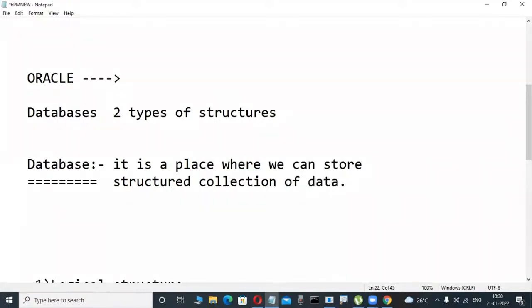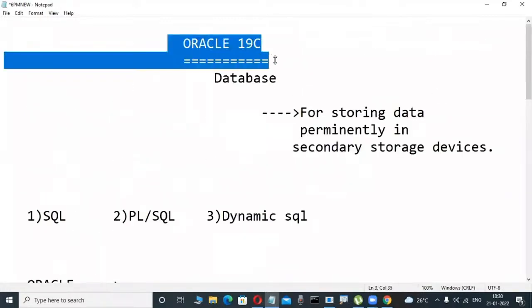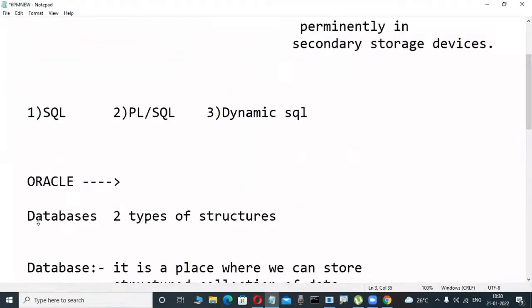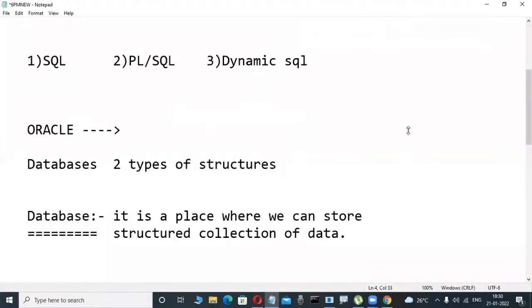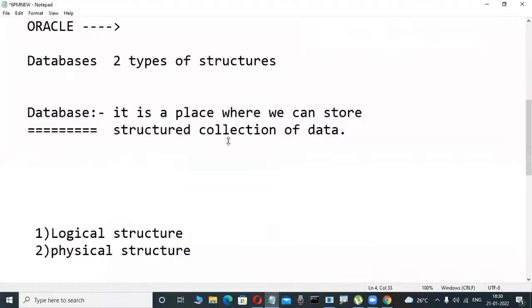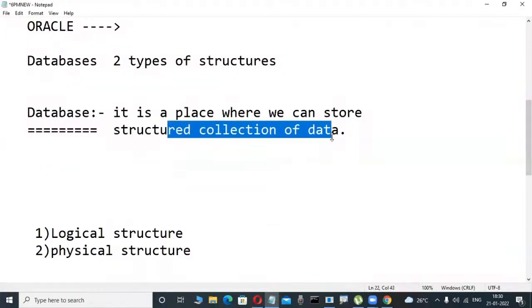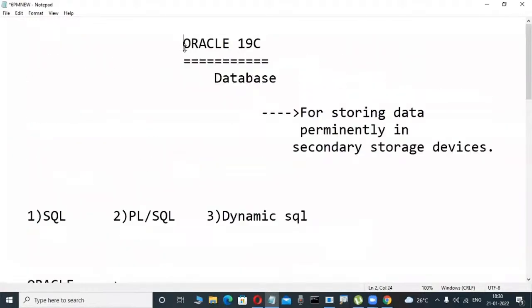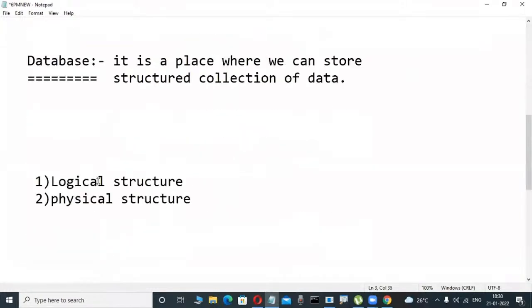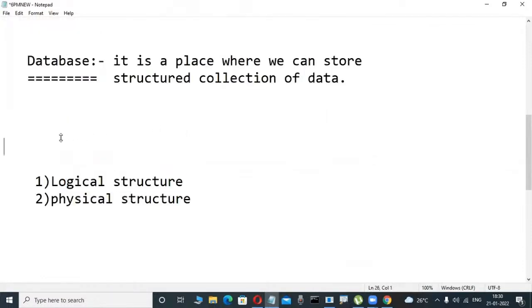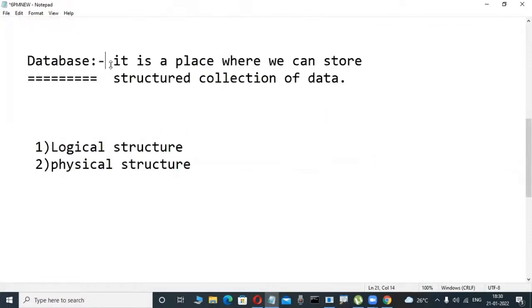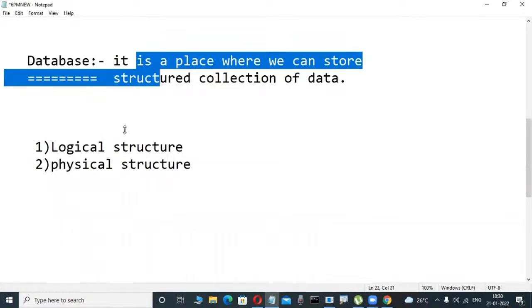Observe here. Actually, whenever we install Oracle or any relational database software, what is a database actually? It is a place. Whenever we install this type of software, some place is automatically reserved on the hard disk. In that place only we can store a structured collection of data. But whenever we install this type of software, two types of structures are there. One is logical structure. Another one is physical structure. I am not explaining this definition today; you will understand it one of these days.